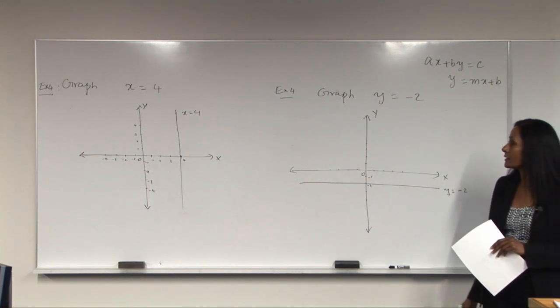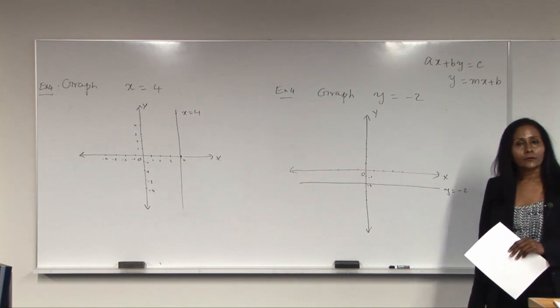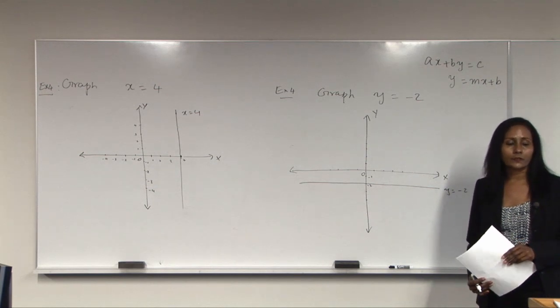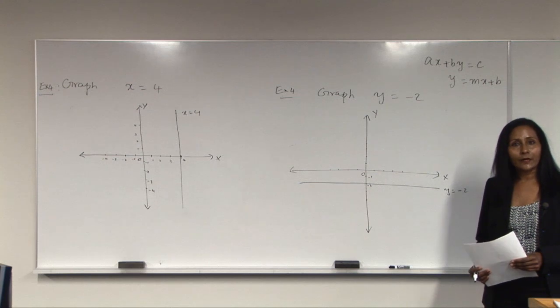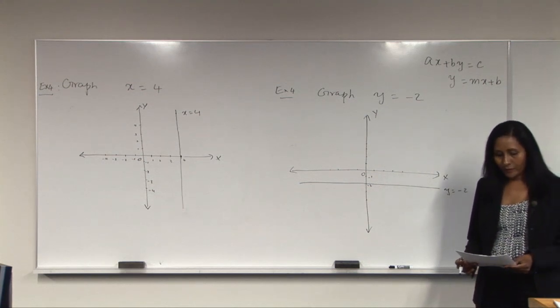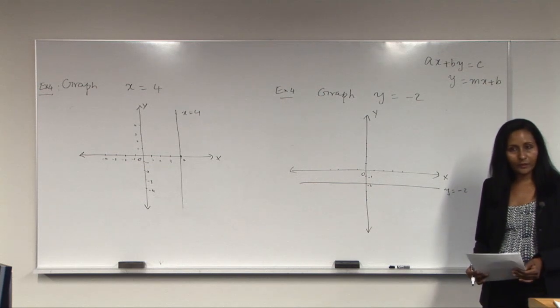x is equal to 4 in this case, y is equal to -2. So now you know how to graph all different types of linear equations, and also you know that the graph of a linear equation is a straight line. So let's talk about a lot more problems in the next class.